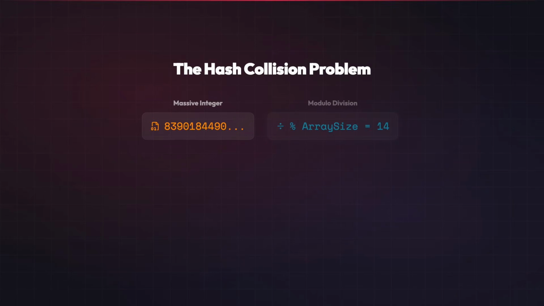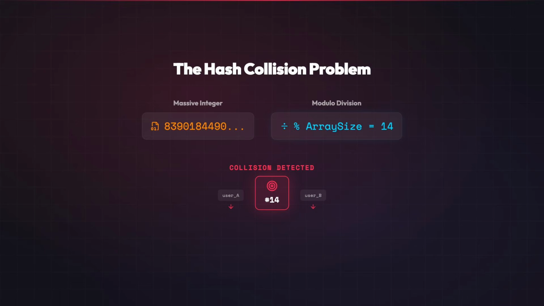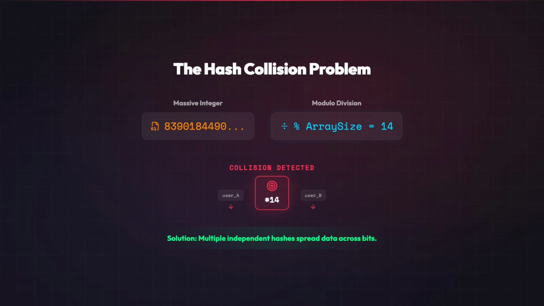Hash functions output massive integers. To fit them into our tiny array, we use modulo division. But here's the problem. Different usernames can hash to the exact same index. This is a collision. By using multiple independent hash functions instead of just one, we drastically reduce the chance that two different users flip the exact same set of bits.